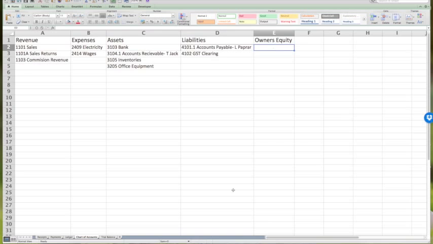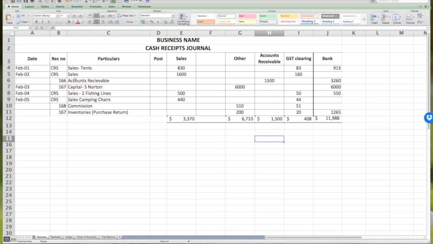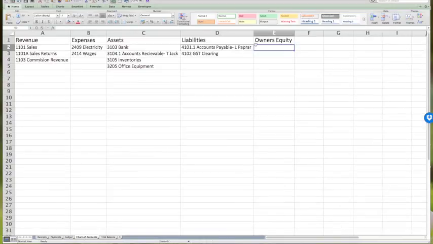So I'll move on to the owner's equity accounts. We have a look, nothing across the top for owner's equity. Look down the other column. Yep, we've got one just here for capital. So we'll pop in the capital account.